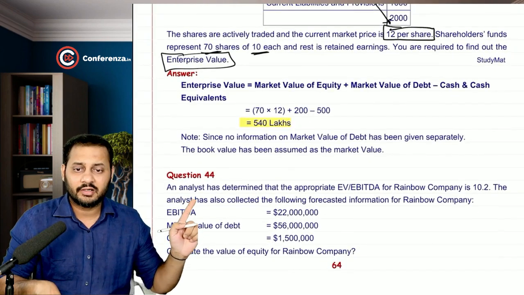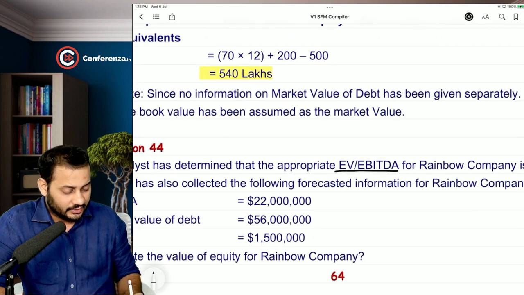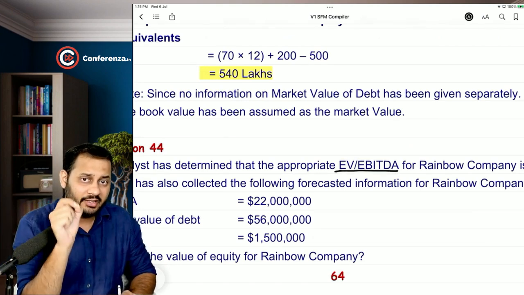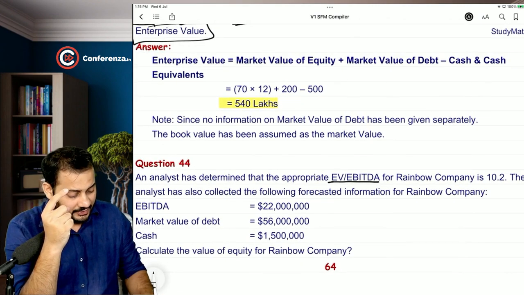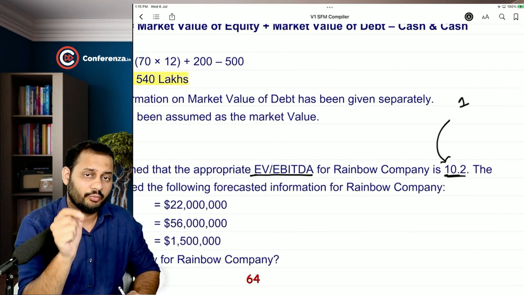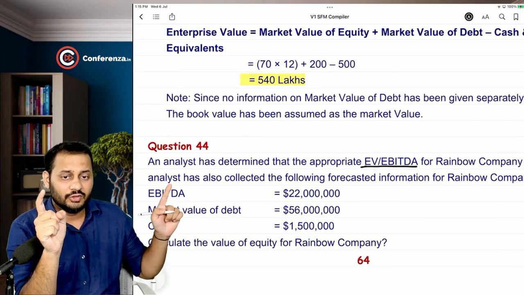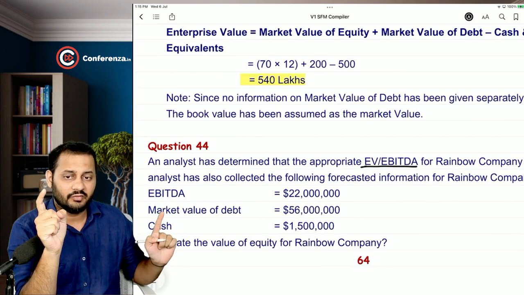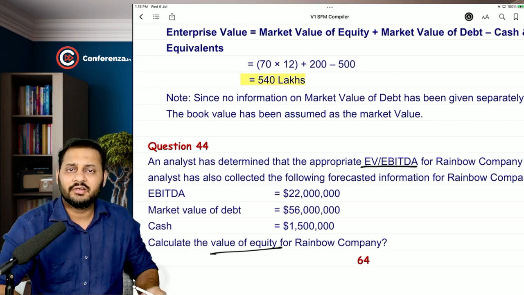An analyst has determined that the appropriate, please understand, appropriate EV by EBITDA, that means how much is the enterprise value for 1 rupee of EBITDA, for Rainbow companies is 10.2. So practically speaking, in order to earn 1 rupee of EBITDA, you will have to bear a cost of 10.2. The analyst has also collected the following forecast information for Rainbow company: EBITDA, market value of debt, cash, and then you have to calculate the value of equity. This is just a reverse calculation.